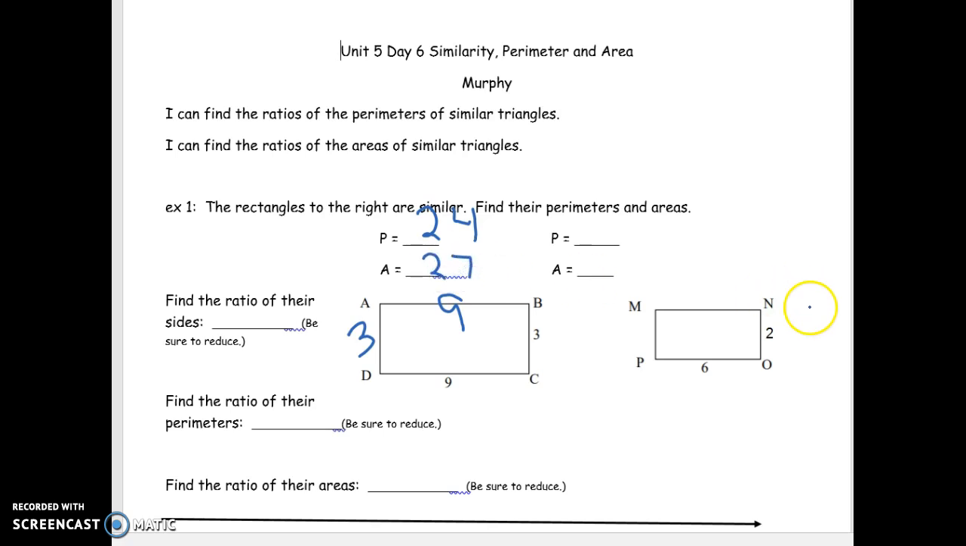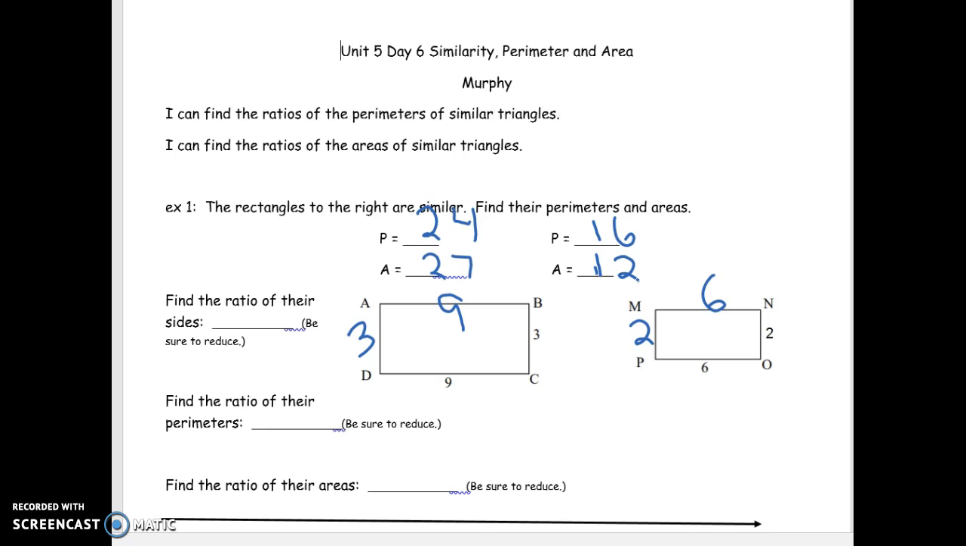I'm going to do the same thing for my rectangle over here. Again, I'm labeling the opposite sides because I know the opposite sides in that rectangle are going to be the same. The perimeter, I've got 2 6s and 2 2s. That ends up giving me a perimeter of 16. And if we're looking for the area, 2 times 6 would be 12.